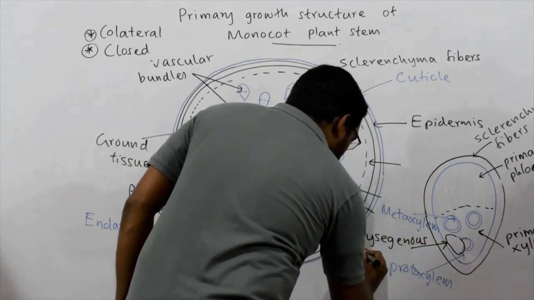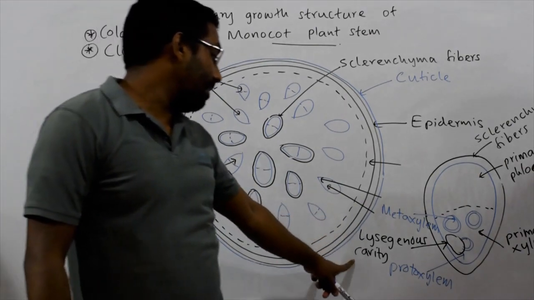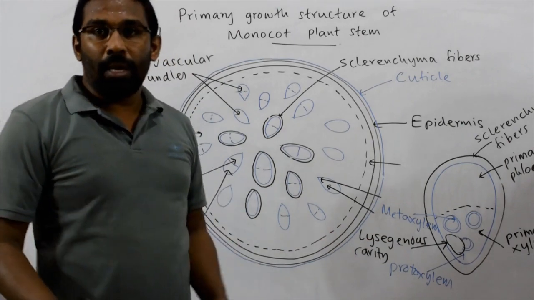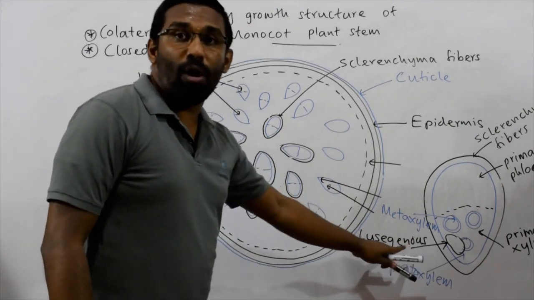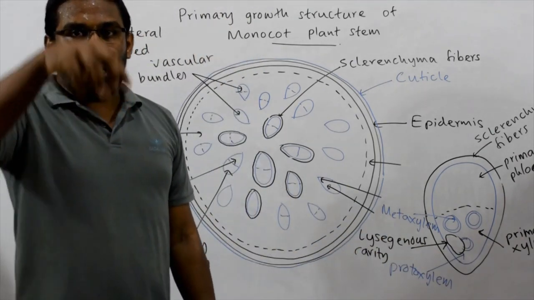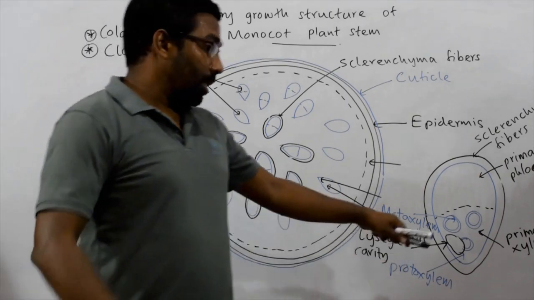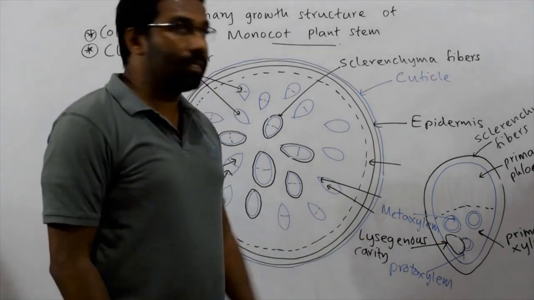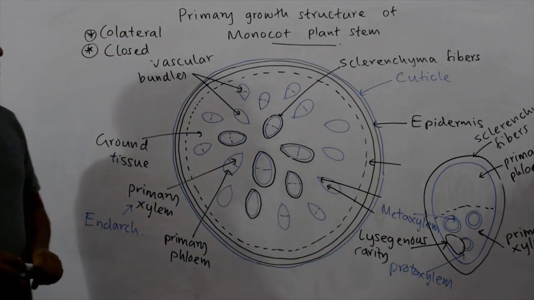Lysigenous cavity. Simply what is it? Get the meaning? That means this is a cavity. Here genus means genesis or production. Lys means breaking down. So this is a cavity which is formed by breaking down of protoxylem. Therefore it is known as lysigenous cavity. It is also filled with water. It is continuously found inside along the length of the stem. Such a cavity is not found in primary xylem of dicot stem.